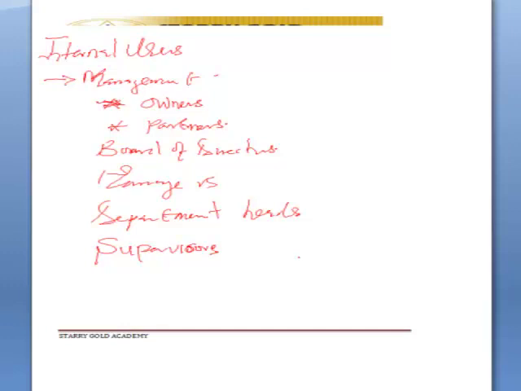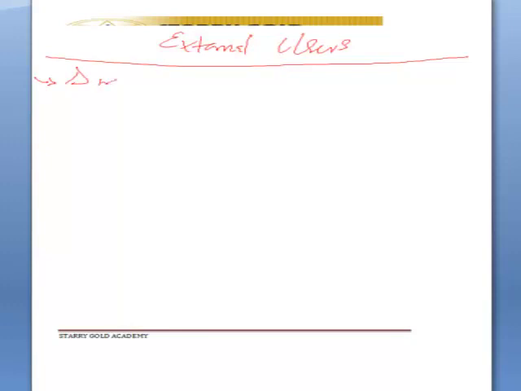Now for the external users, they are people who do not participate in the preparation of the financial statement, but they have an interest in it. They have a stake. We'll be looking at this stake based on direct interest, direct financial interest. Those who have direct financial interest.